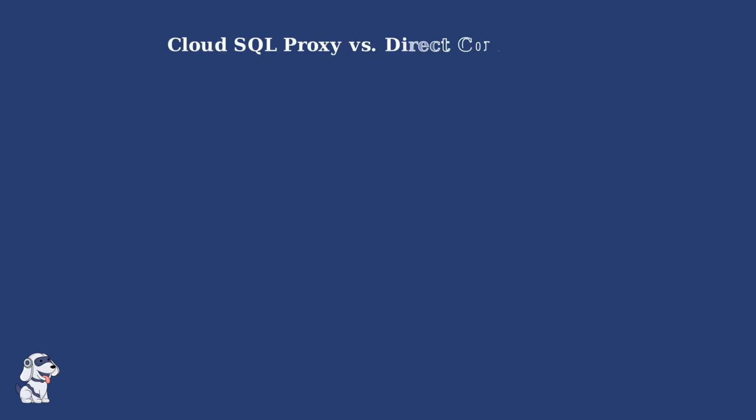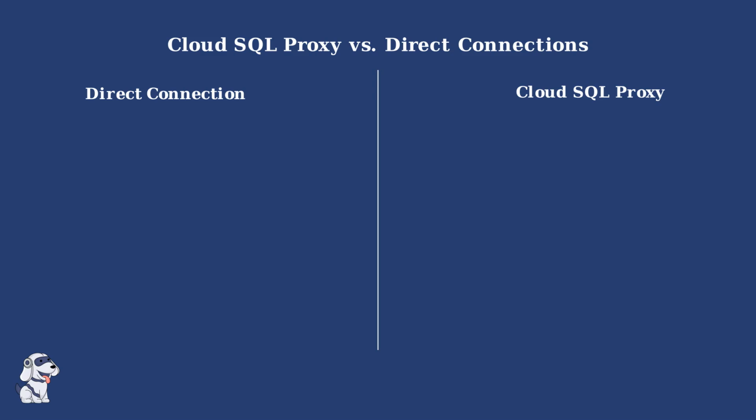When connecting Cloud to Cloud SQL, you have 2 main options: using the Cloud SQL proxy or making direct connections. Understanding the differences between these approaches is crucial for building secure and maintainable applications. Let's compare these 2 approaches side by side. On the left, we have direct connections, and on the right, the Cloud SQL proxy method. Direct connections require several manual steps.